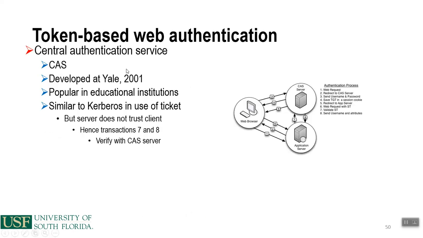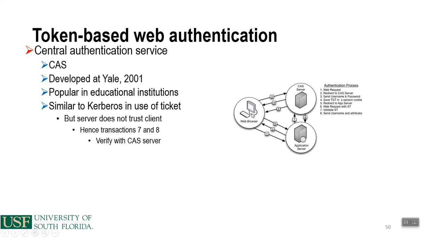So Central Authentication Service, CAS, was developed at Yale in 2001. It's popular in many educational institutions, and you've all used it as part of MyUSF. It's similar to Kerberos in its use of tickets. So what we've got here is the web request from the web browser to the application server. We've got a redirect to the CAS server. Then the web browser will actually have to input the username and password credentials to the CAS server. Then once it's done, the CAS server will store the TGT in a session cookie on the web browser here.